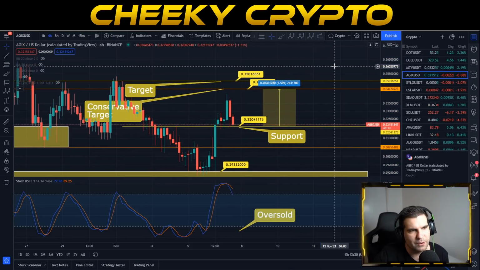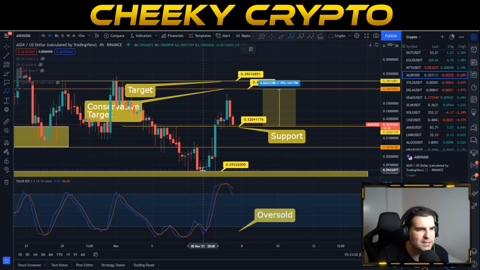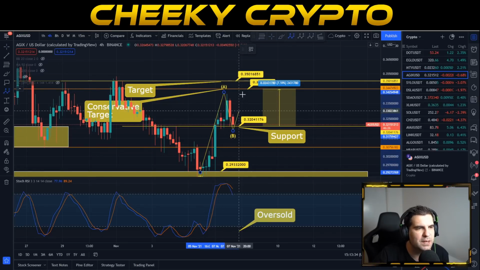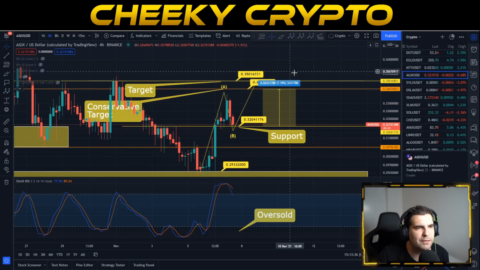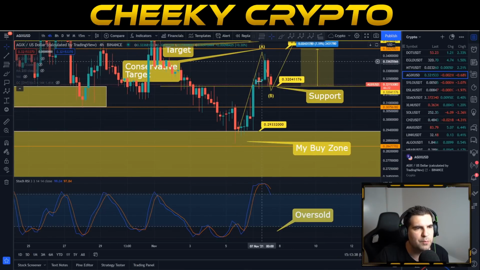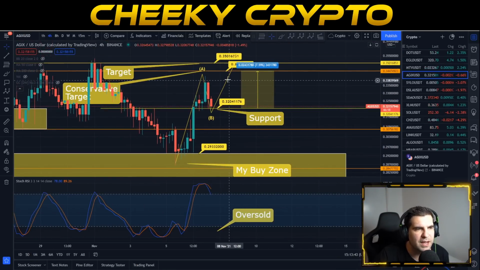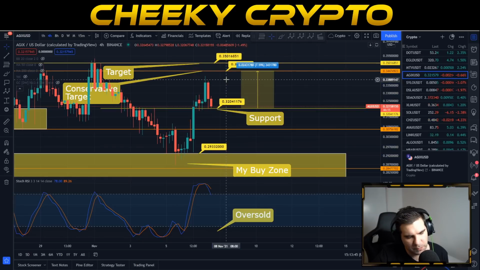I think what we're actually going to be doing is an ABC corrective move to the upside, an A, B, and then a C coming in at about 35 cents. I think that's more probable, that we are likely to see a move like that, and then follow this up with an ABC to the downside. Again, that could be a pretty big one.